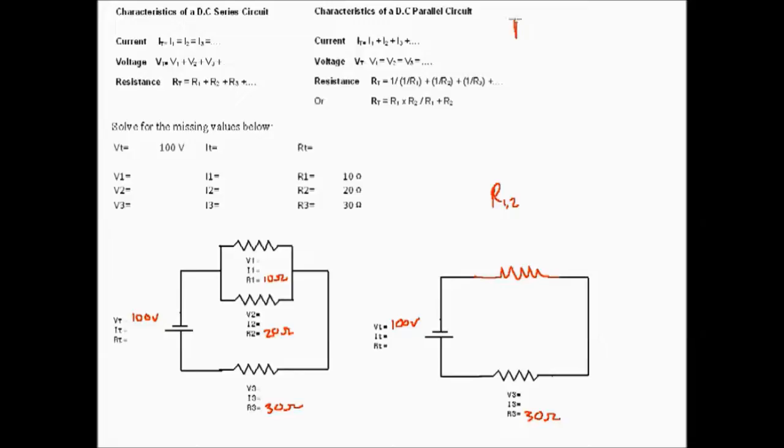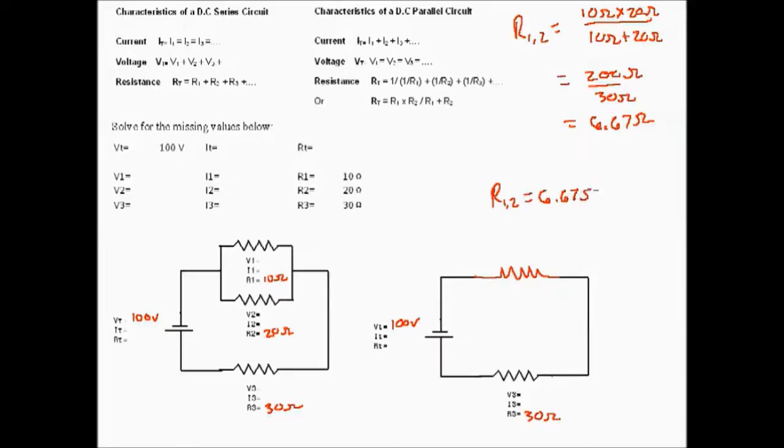So let's do that. R1, 2 equals 10 ohms times 20 ohms divided by 10 ohms plus 20 ohms. And we know that equals 200 ohms divided by 30 ohms, and that should equal 6.67 ohms. Great. So now we can add that in. 6.67 ohms, which is different from the 10 ohm and 20 ohm. Remember, we took the two in parallel and made one series resistance out of it.